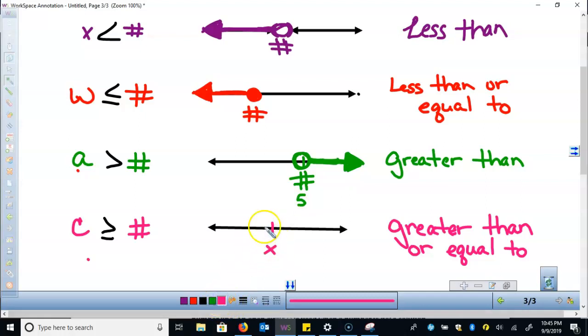All right, last but not least, greater than or equal to. Again, we're dealing with greater than, so we know it's going to go this way, but we also can be equal to this number, whatever this number is. So we're going to have that solid circle right here.